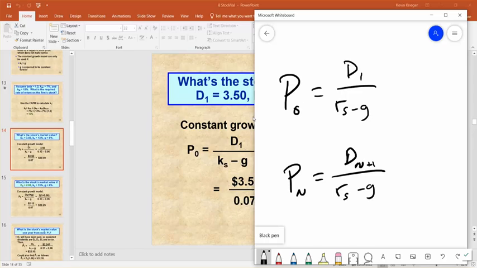But I kind of brushed by it quickly last time. Sometimes you're told the current dividend, the dividend right now, the D0. Well, if you have the D0 and you need the D1 to execute this formula, you can grow the dividend from time 0 to time 1 by just multiplying by 1 plus G. Of course, again, keep in mind that your G is in decimal form.